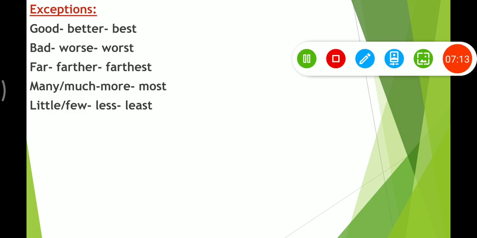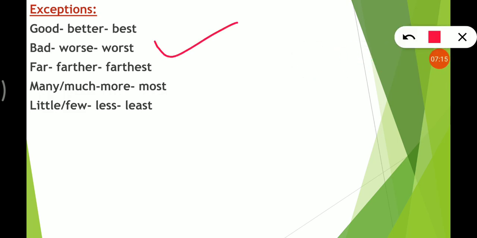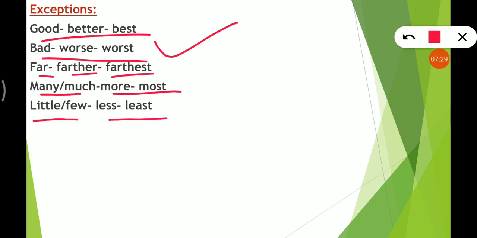Now there are some exceptions, meaning they don't follow any rule. Good, better, best; bad, worse, worst; far, farther, farthest; many, much, more, most; little, less, least; few, fewer, fewest.